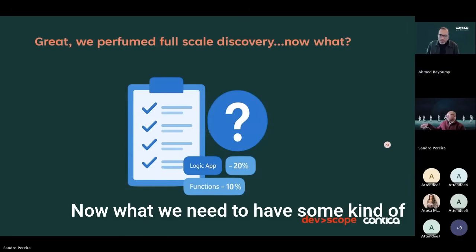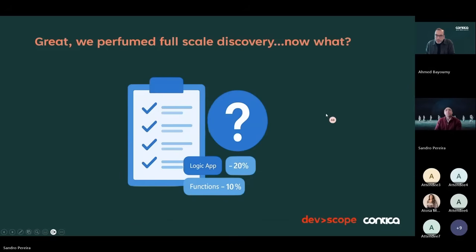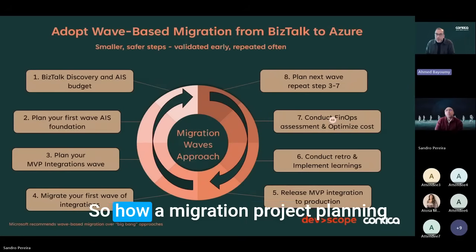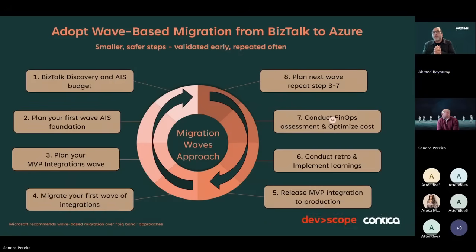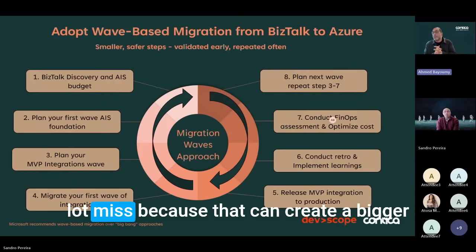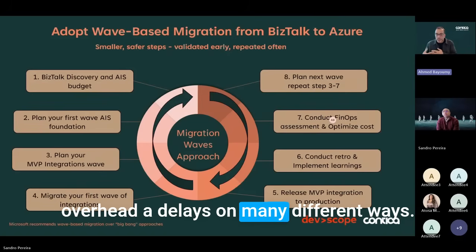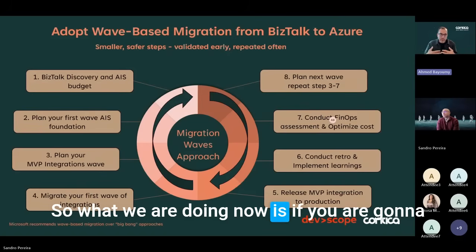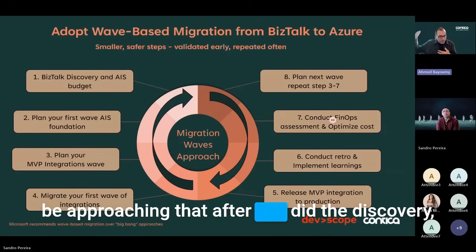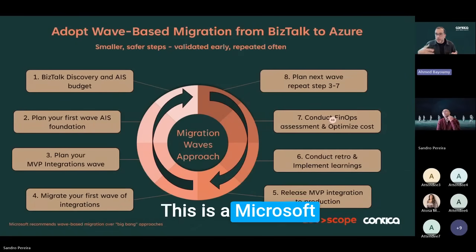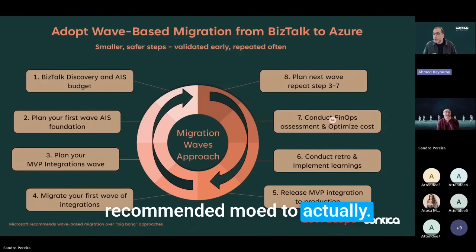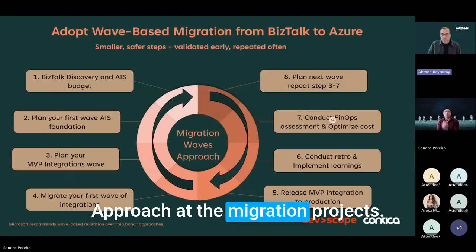Now what? We need to have some kind of project planning. So how should a migration project plan look, because this is actually one of the most important things that a lot of people miss, because that can create bigger overhead and delays in many different ways. So if you're approaching that after you did the discovery, you start to adopt the wave-based migration. This is the Microsoft recommended method to approach migration projects.